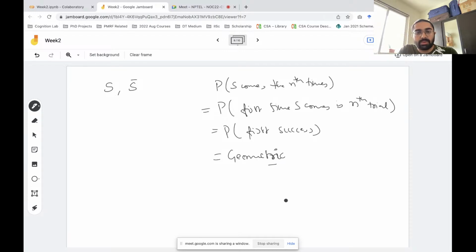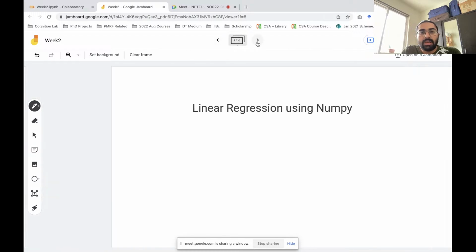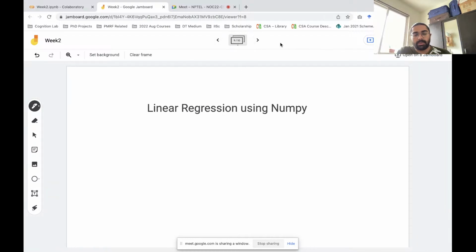Okay, so this is one problem that I had in mind. Then second thing, I'm assuming you guys went through the Numpy tutorial on Tuesday. So therefore now what we'll do is we'll just go through how we can do linear regression using Numpy. Okay.